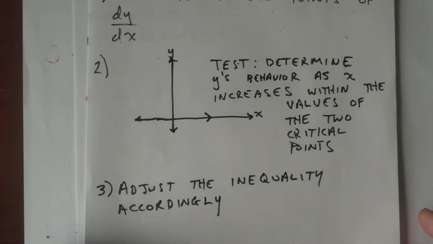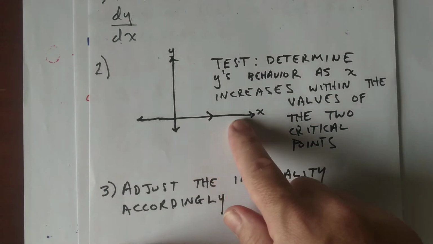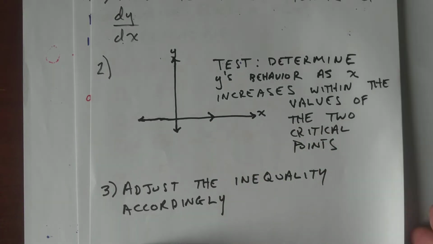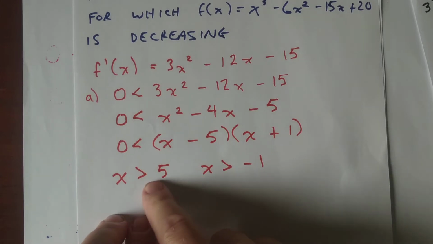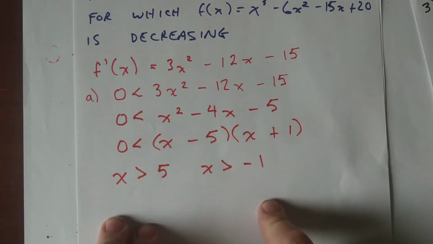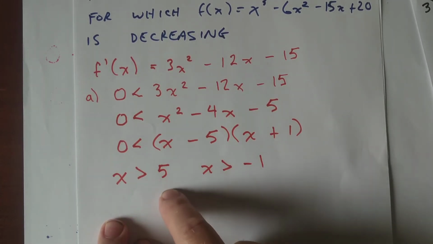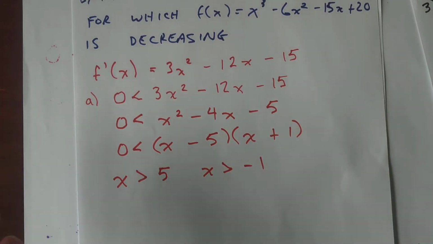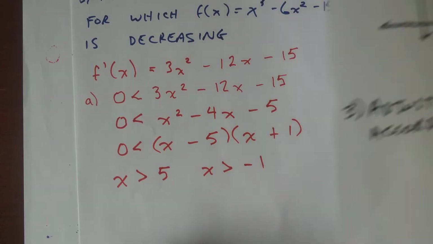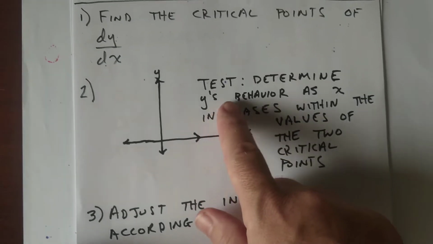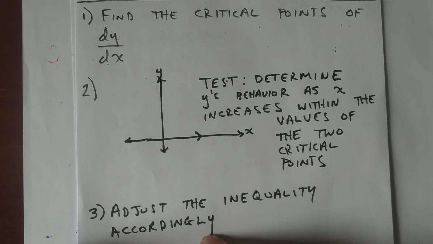We're trying to determine what y is doing as x increases. So what we're going to do is pick some numbers a little bigger on the x-axis that are convenient to use. How about if we use 6 for this one, and we're going to use 0 for that one? Why not? And what we're doing is we're testing. So this is why I said test. And if it doesn't work, then we're going to change the inequality.